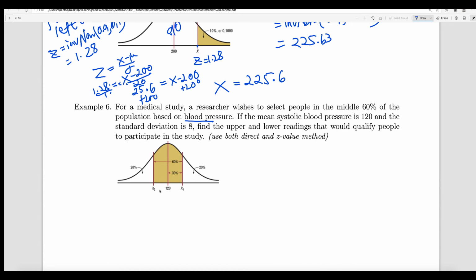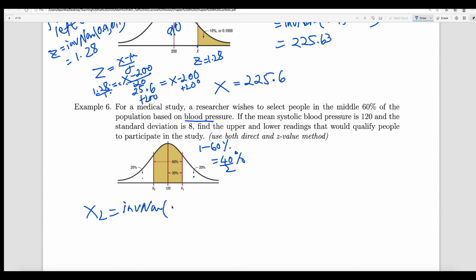Now to find out x2, we need the left area. Since the middle area is 60%, the outside area will be 40%, because the total area is 1, which means 100%, so 1 minus 60% will be 40%. So 40% is the outside, non-shaded area. Since there are two non-shaded areas, half of this 40% will be on the left and the other half will be on the right. So to find out x2, we need to enter left area, right? So inverse norm.